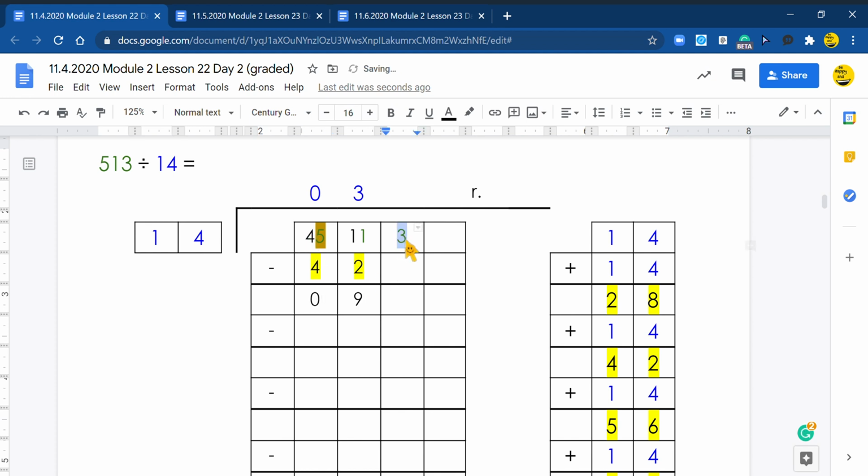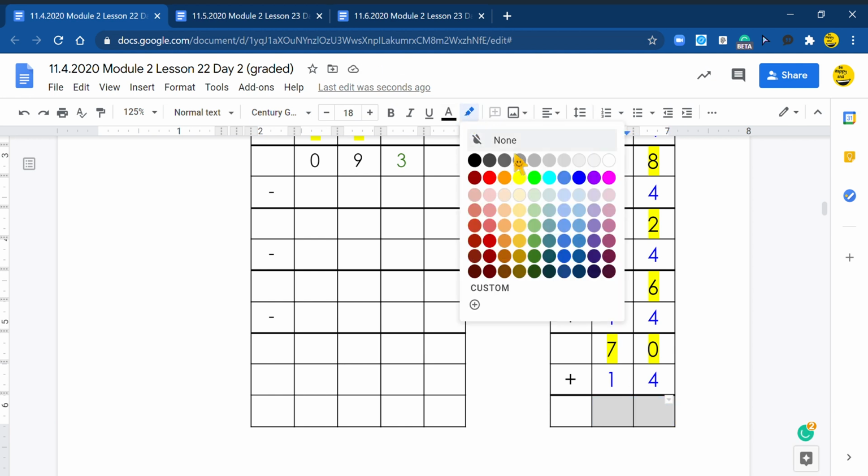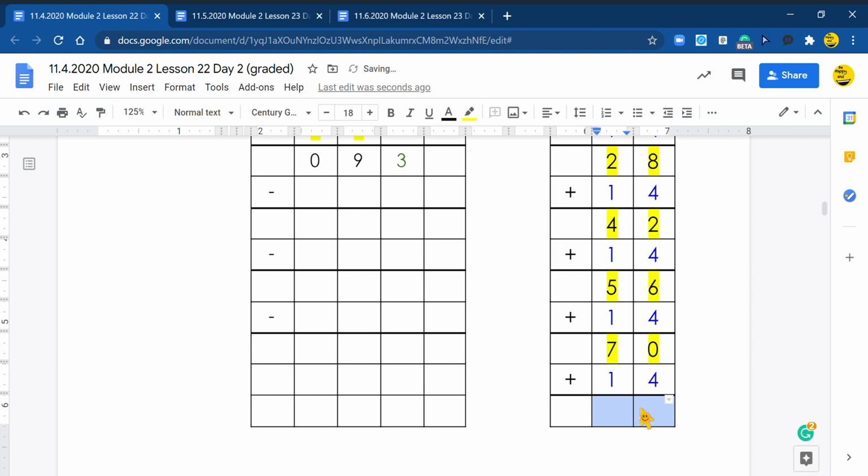Now I'm going to copy, Control C, and then Control V, bringing my 3 down. Now I'm looking at 14 and looking at 93. Okay, now I have to do a little adding. So I'm going to quickly add another 14. I'm just going to copy it and paste it. Control C does the copy, and Control V does the pasting. And now I get 84.